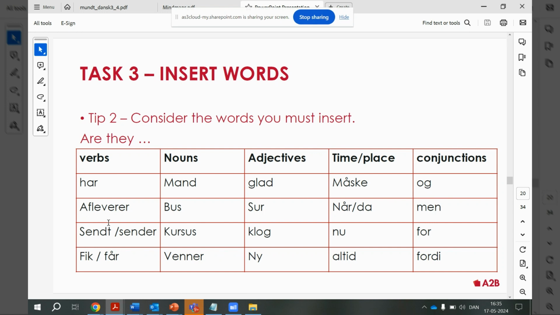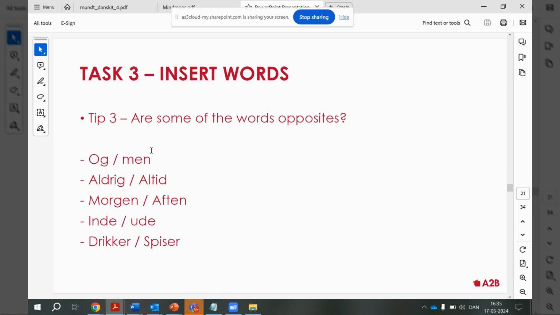Third tip, consider the words that you must insert. Are they verbs, nouns, adjectives, etc.? And then consider if some of these words are opposites. Og, men, aldrig, altid, morgen, aften, inde, ude, drikker, spiser. Du spiser ikke en cola, du drikker en cola.